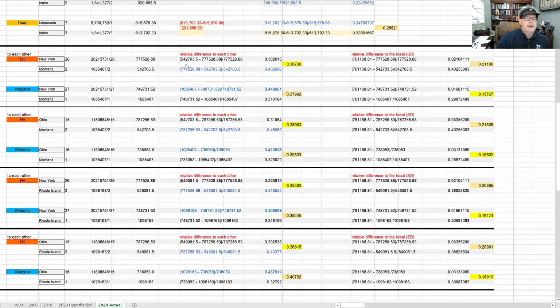Then this is the relative difference to each other. I won't do the absolute difference; the absolute difference would be the numerator. So how different are these people per seat to each other? Subtract them, take the absolute value, divide by the smaller number. And the smaller number is this one, the 0.43.